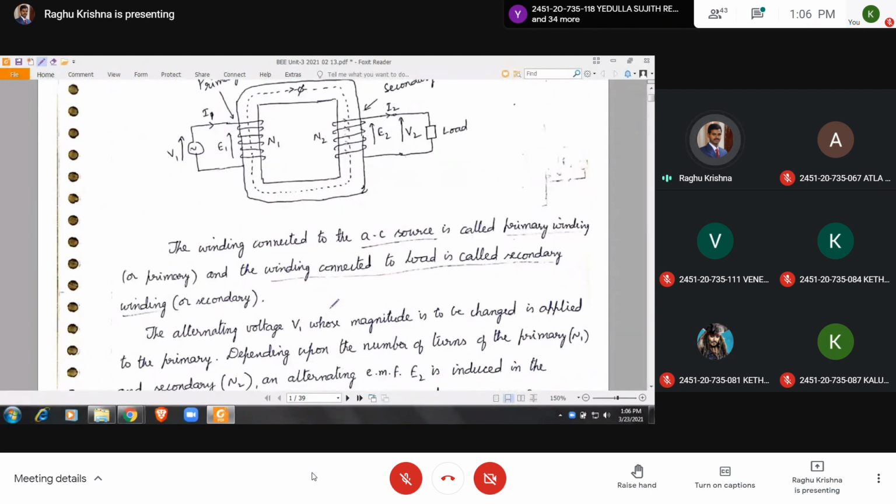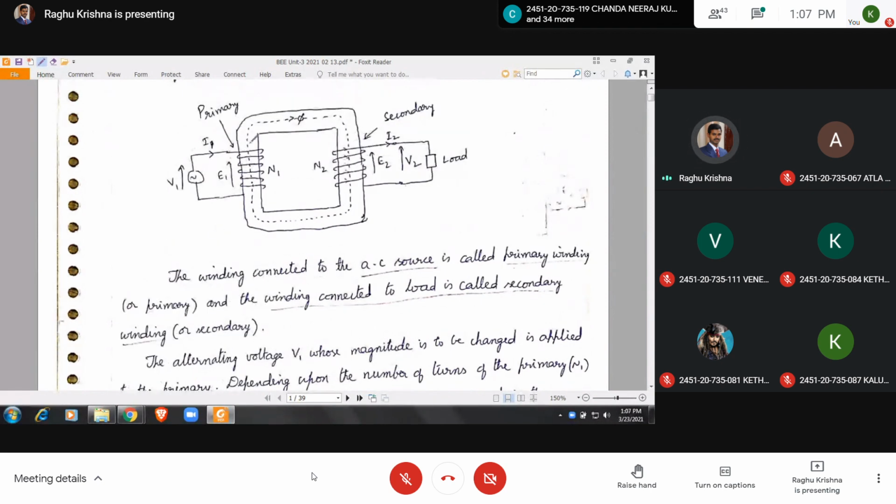Next, coming to this diagram, we have the supply and we have the load. Load means the equipment which consumes the power. This is the schematic diagram of a transformer, and here you can see the primary winding and secondary winding. The winding which is connected to the supply is called the primary winding, and the winding which is connected to the load is called the secondary winding.